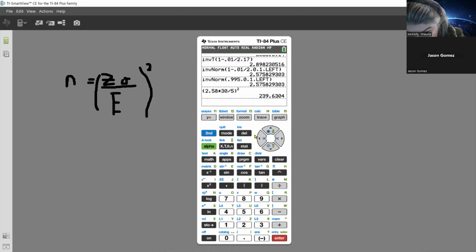Now, this comes out to be a decimal number, right? But this is a sample size. You'll never have a sample size that has a decimal number, so you always take this up to a whole number. So this would be 240. You always take that up. Okay, now I got it.